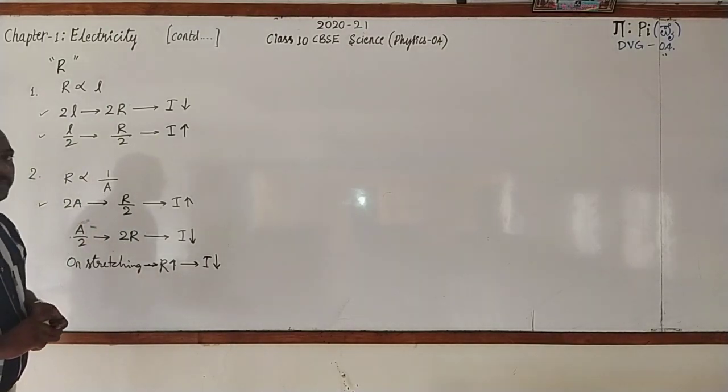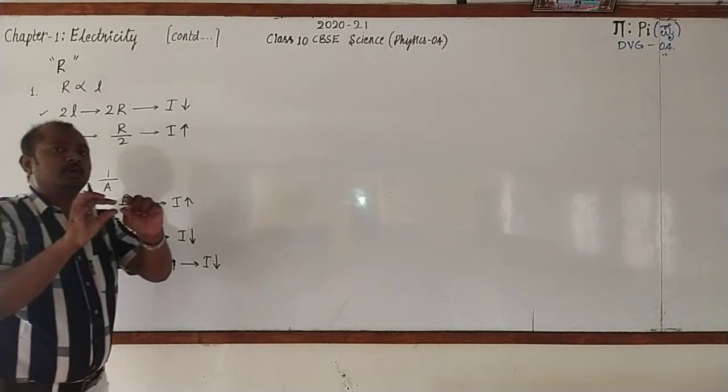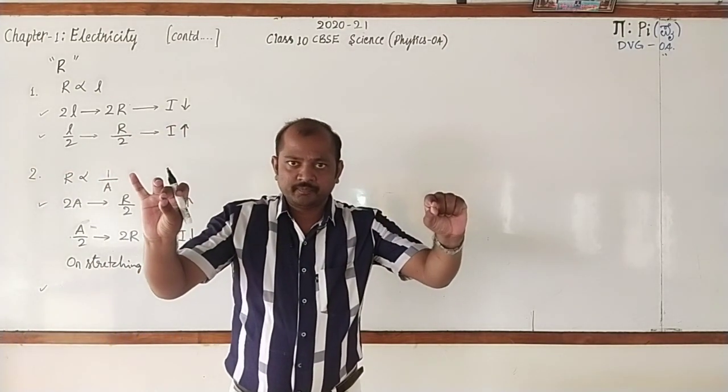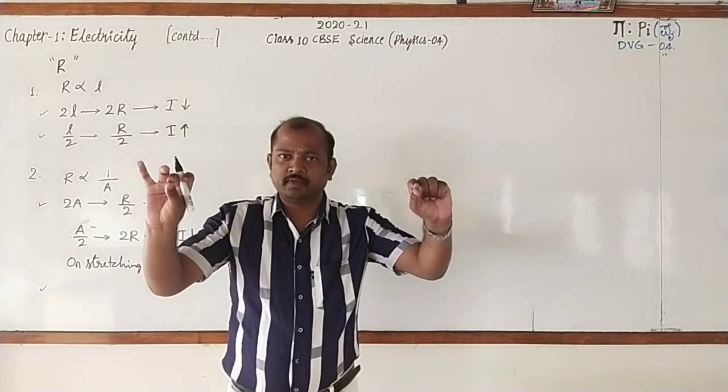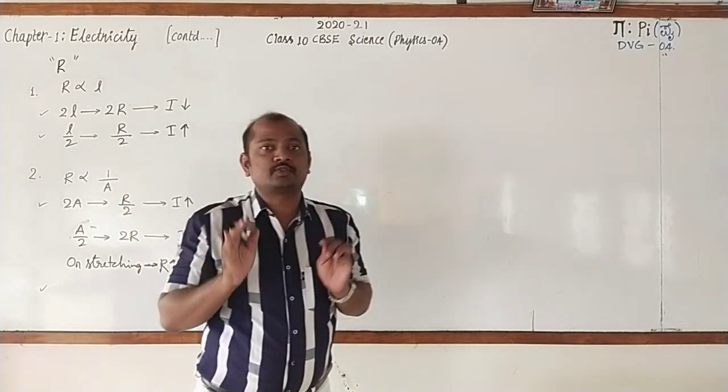Now, one more important thing. Another point is to be discussed. I am going to take both. You are going to take a wire of some thickness, of some length. The length of that wire is to be reduced to half.